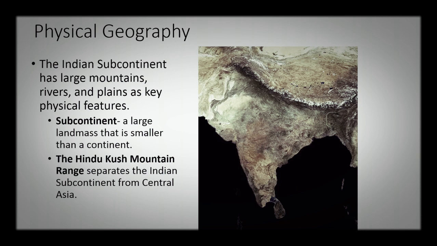So originally, the Indian subcontinent was completely separate. We've already talked about the Hindu Kush mountain range. The Hindu Kush mountain range is right here. It lies to the west of the Indian subcontinent. And this jagged, highly elevated mountain range separates the Indian subcontinent from Central Asia. So again, the Hindu Kush mountain range flows through Afghanistan and Pakistan and a little bit into India.